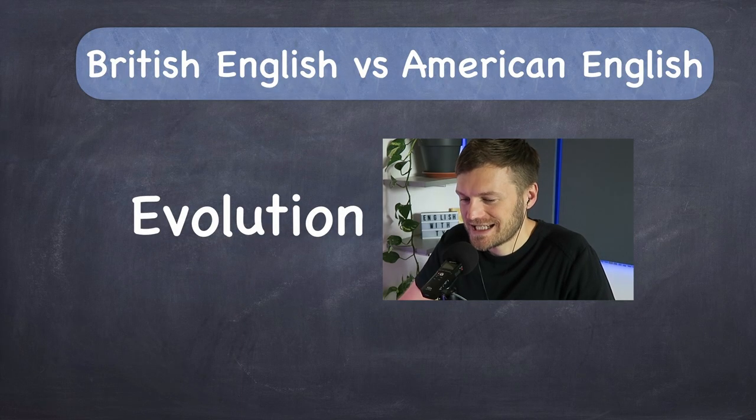The next word is spelled E-V-O-L-U-T-I-O-N. How would you pronounce this word in English? In British English, some people would say evolution. Evolution. So the E at the beginning is pronounced like an E, evolution. And the entire last part of the word, the T-I-O-N, is pronounced shun. So not tion or something, but shun, evolution, with a sh sound, evolution.